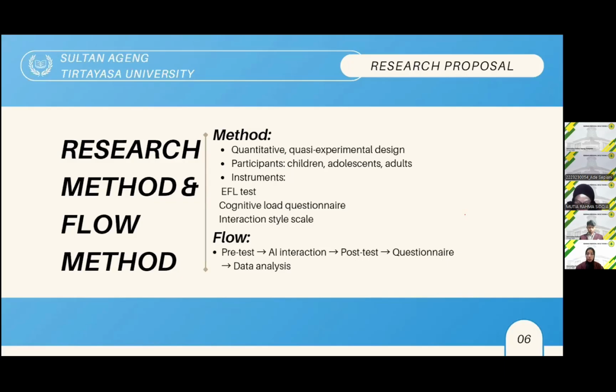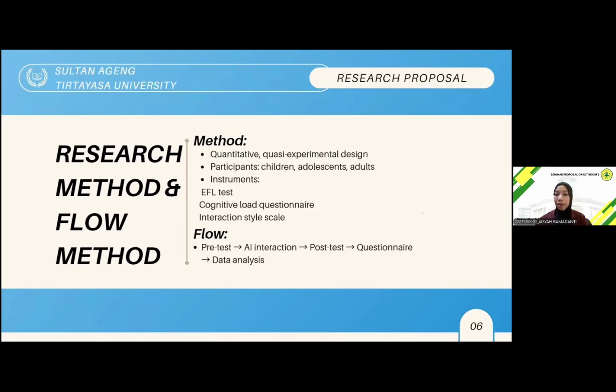The research procedure follows several steps. First, participants will take a test to measure their initial ability. Then they will interact with an AI system for learning activities. After that, they will take a post-test to see improvement. Next, they will complete a questionnaire about their cognitive experience. Finally, all data will be analyzed to find patterns and relationships.